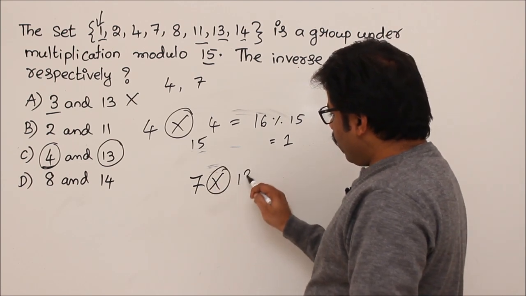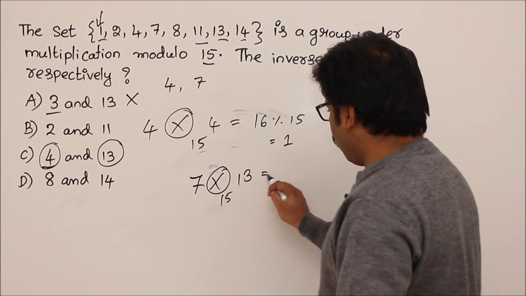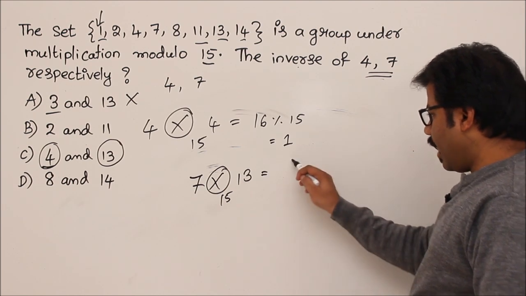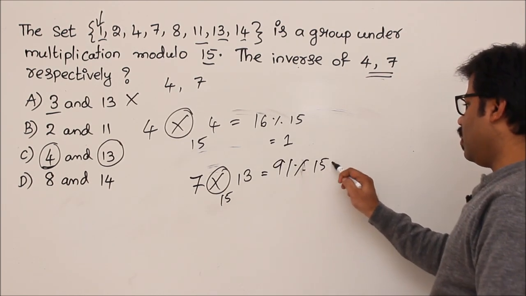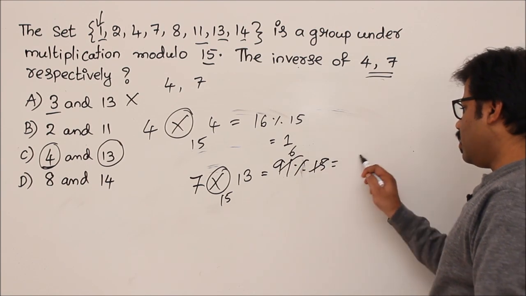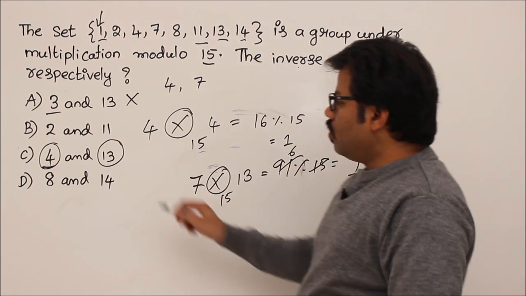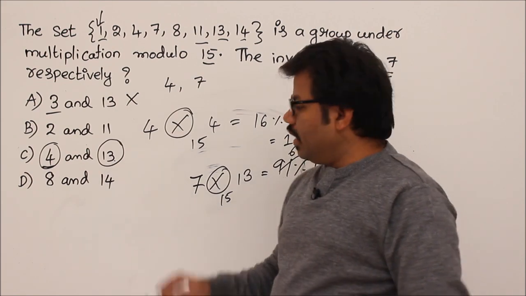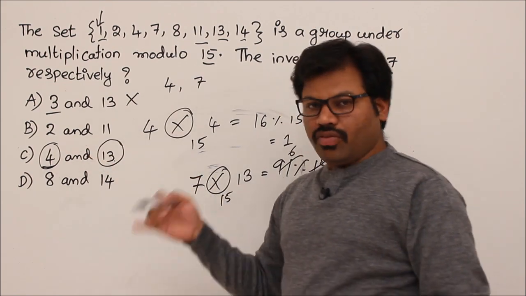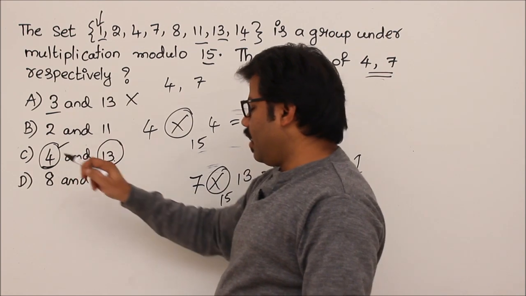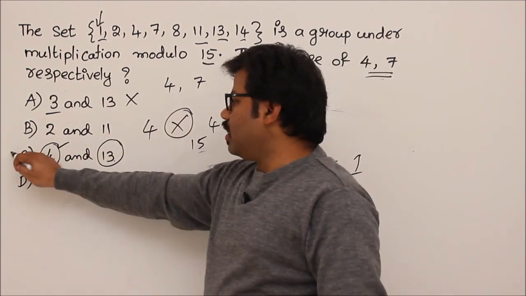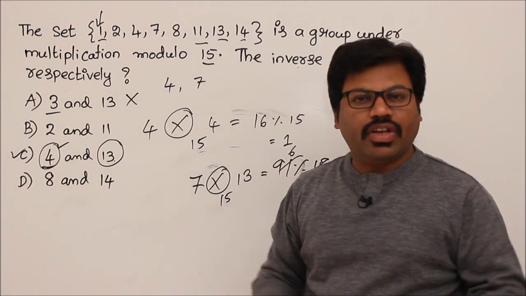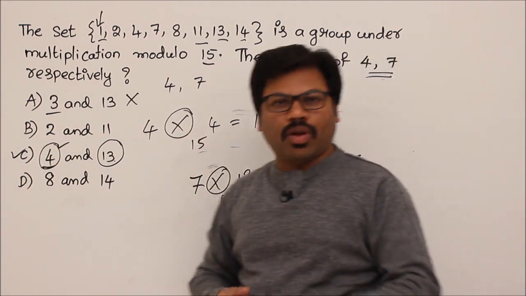Now for 7, we have to check 13. 7 cross 13 we will see with respect to modulo 15. 7 times 13 is 91. Mod 15, 15 times 6 is 90. Remainder is 1. Yes. So 7 cross 13 is 1, and 4 cross 4 is 1. So 4 is the inverse of 4, and 13 is the inverse of 7. So option C is the right choice. If you know the concept, we can solve group theory problems very easily.